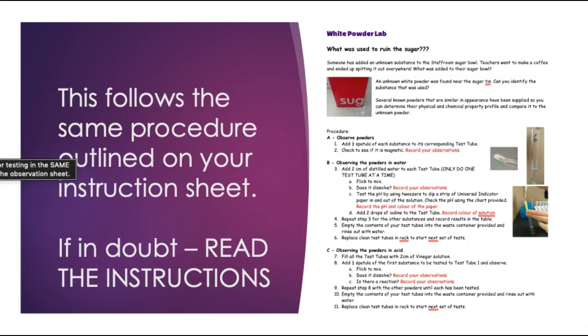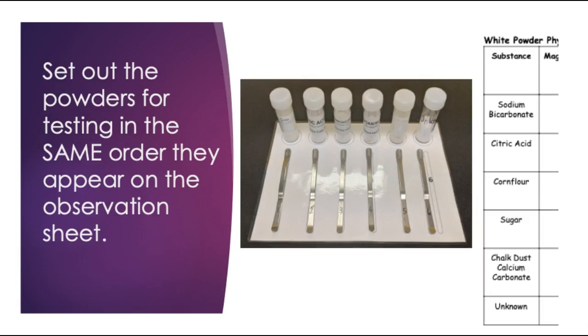So first of all, you need to set up your workspace. You have been given a little tick and flick sheet here where you're going to be recording all of the properties for your test. I'm just showing you one little part of it here. And on that tick and flick sheet, you've got the different white powders that we found around the school. And down here, we've got listed the unknown. You need to then set out those powders on your surface here in the same order so that you're testing them in the same order. So this is 1, 2, 3, 4, 5, 6. 1, 2, 3, 4, 5, 6. And it's really important that you get this.